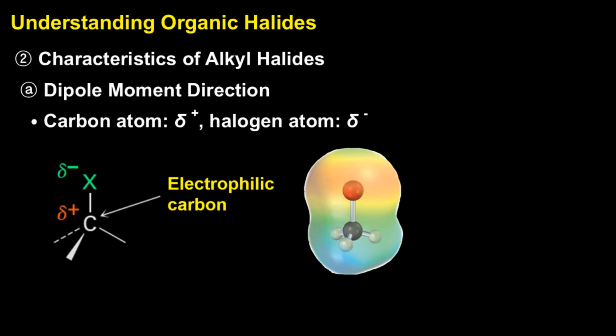on the halogen, delta minus. This makes the carbon electrophilic and an easy target for nucleophiles. That's the key to substitution reactions in alkyl halides.